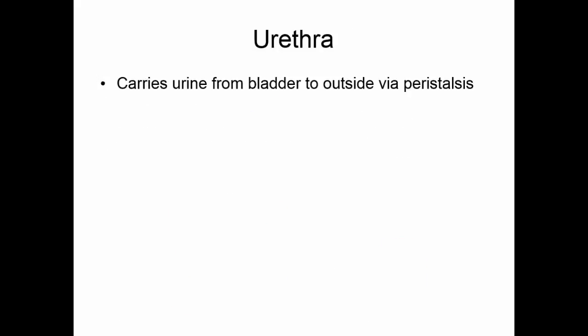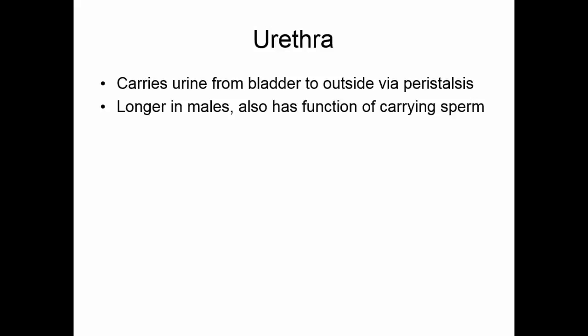The urethra is the tube that carries the urine from the bladder to the outside. Again, peristalsis is used in this tube as well. The urethra is longer in males because it has to pass through the penis. It also has a dual function in males. It's part of the reproductive system and it carries the sperm.